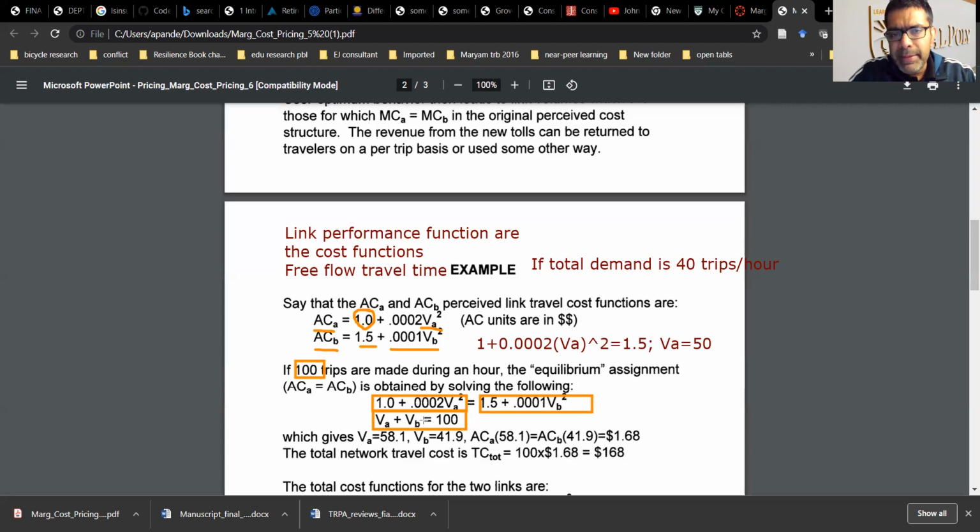You plug in VB equal to 100 minus VA, and then you plug it into the first one and solve it. Raise your hand if you're not sure how we solve these equations. I can go over that, but it's two equations, two unknowns. Feel free to raise your hand and I can show you how to solve it.